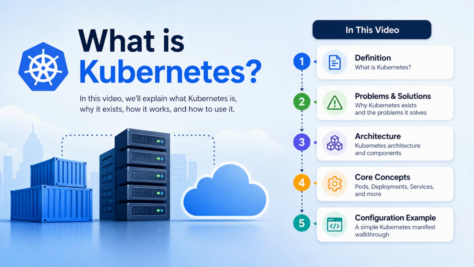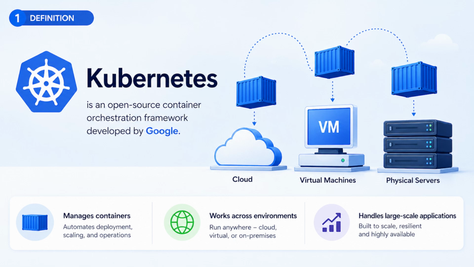After that, we'll walk through the basic architecture of Kubernetes, how it's structured, what components it has, and how those components work together. We'll also explore the core concepts you need to understand, like pods, containers, and services, and what role each of them plays. And finally, we'll look at how you actually use Kubernetes in practice by going through a simple configuration example. By the end of this video, you should have a solid mental model of Kubernetes and how it works. So let's get started. So, what is Kubernetes?